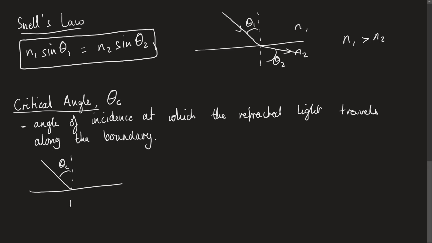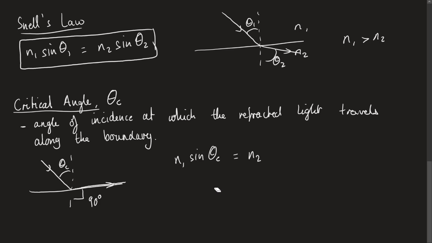And so what we can say is we know theta 2 is 90 degrees. So let's put that into this formula. We know n1 is just n1. Theta 1 we're now going to call theta c because this is the critical angle, when n2 times sine of theta 2. Sine of 90 is 1, so this is n2 times 1, which is just n2. And because of that, we can then say that sine of the critical angle is just going to be n2 over n1. This equation is also on your formula sheet.